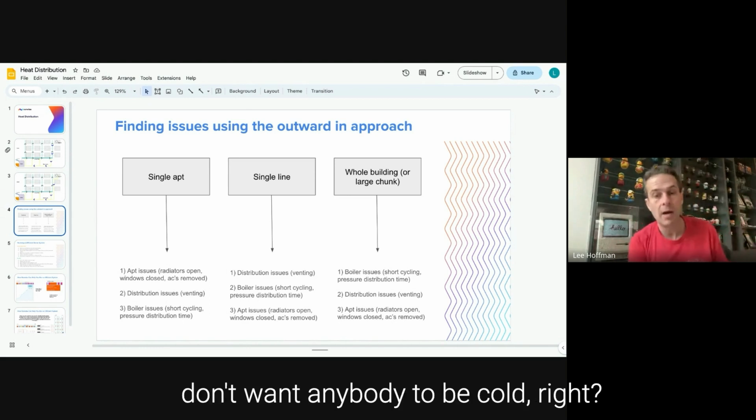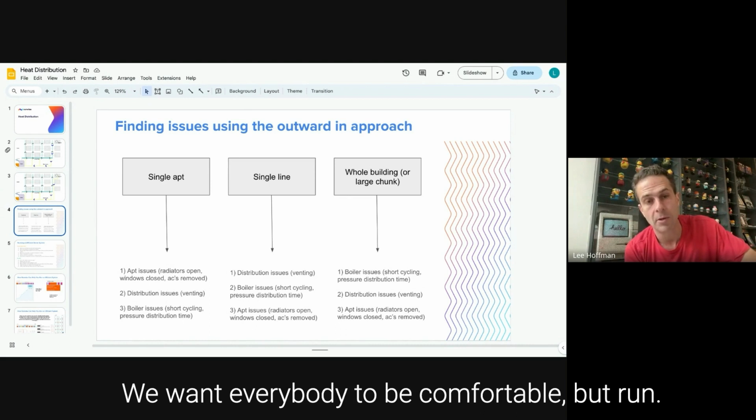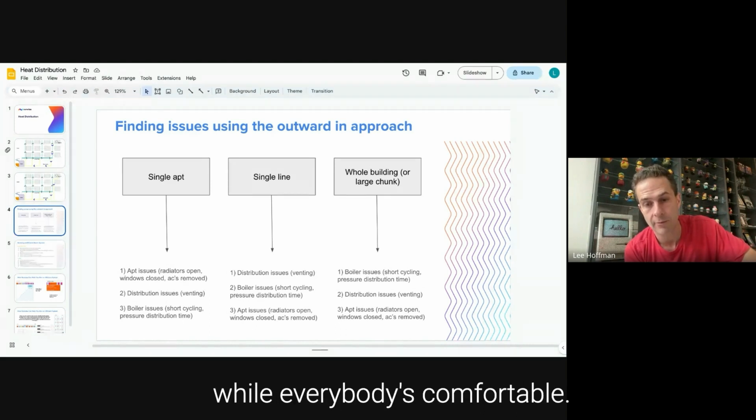We don't want anybody to be cold, right? That's the opposite of the goal. We want everybody to be comfortable, but run an energy efficient building while everybody's comfortable.